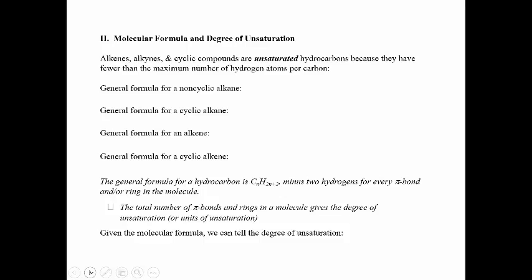Well, alkenes, alkynes, and cyclic compounds are unsaturated hydrocarbons because they have fewer than the maximum number of hydrogens per carbon. The maximum number of hydrogens per carbon is CnH2n+2. And this is what we have when we have a non-cyclic alkane. So CnH2n+2, that's the maximum number of hydrogens per carbon. And so a non-cyclic alkane is considered to be saturated.